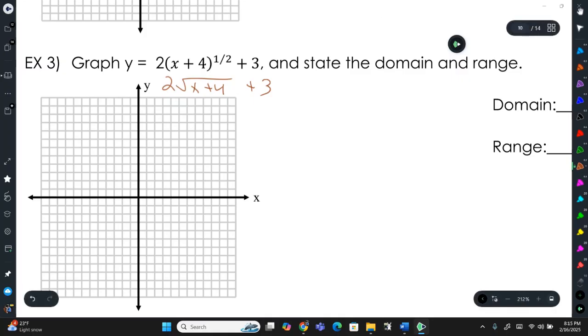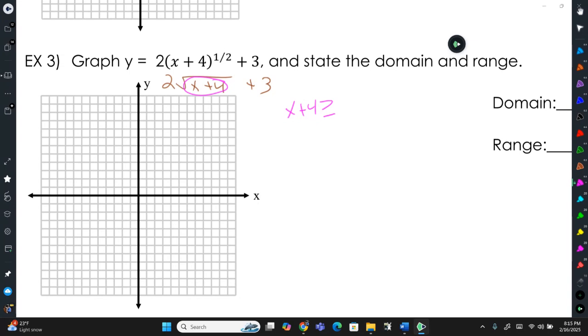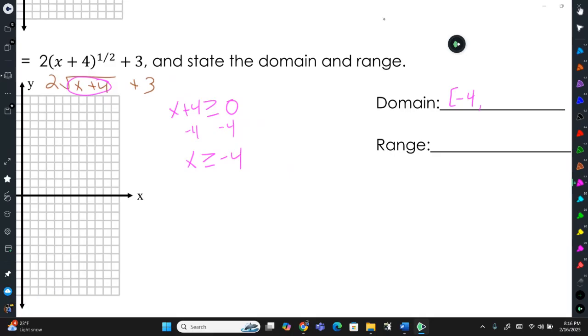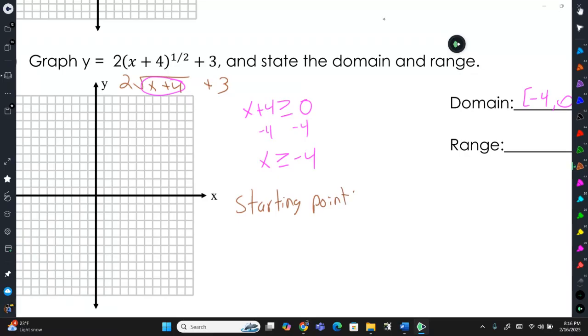Okay, so now our domain: we take this, it has to be greater than or equal to 0, minus 4 from both sides, x is greater than or equal to -4. So that means our domain is -4, infinity. So our starting point is going to be -4, 3. 1, 2, 3, 4, comma, positive 3, 1, 2, 3.